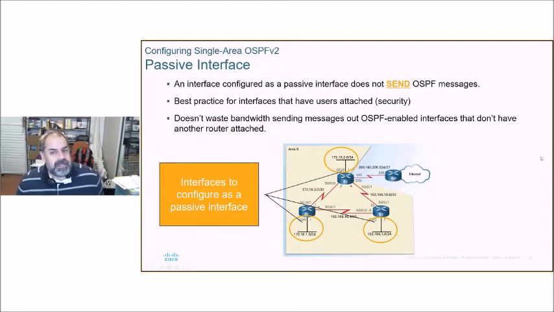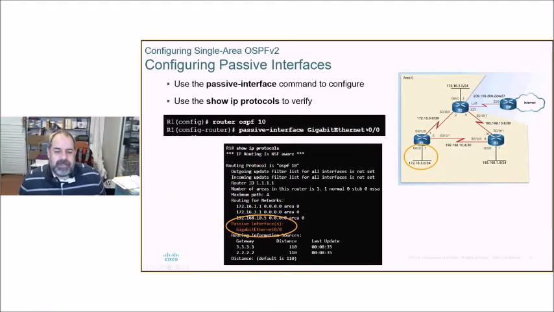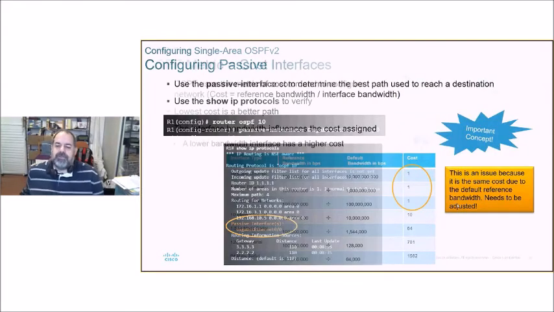So passive interface is again much the same as what you've seen previously with other routing protocols. An interface configured as passive interface does not send OSPF messages. Best practice for interfaces that have users attached for security purposes, as well as it doesn't waste bandwidth. Okay, so passive interface and then the name of the interface. And so if you do show IP protocols, it tells you what passive interfaces have been set, which is good for you to do some fault finding if things aren't working well.